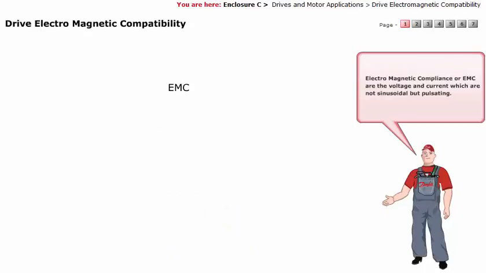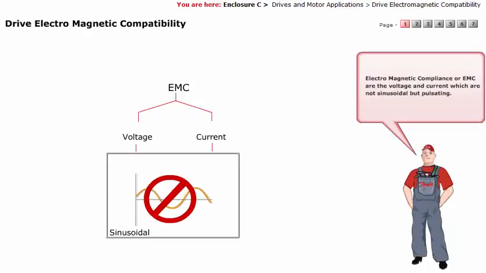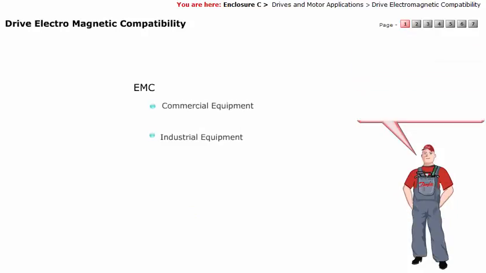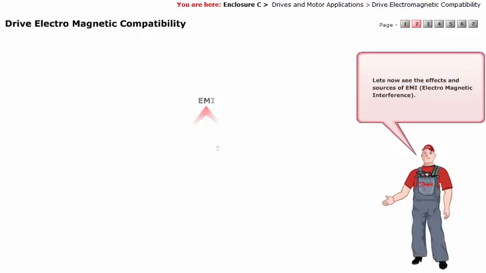Electromagnetic compatibility, or EMC, concerns voltage and current which are not sinusoidal, but pulsating. EMC concerns typical commercial and industrial equipment. Let's now see the effects and sources of EMI, electromagnetic interference.